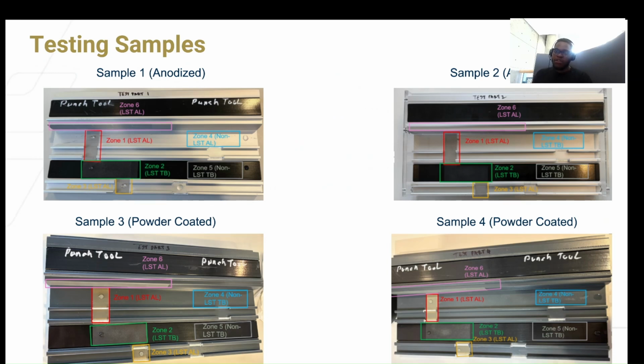So here we have the four samples that are provided to us by Conair. They provided us samples 1, 2, 3, and 4. Samples 1 and 2 are anodized samples, and samples 3 and 4 are powder coated. And essentially, we just broke down in these pictures how we tested the hydrophobicity of the surfaces with water droplets, and we were able to determine which zones were tested with LST versus non-LST, and we essentially broke down each of the samples into different zones based on these characteristics.